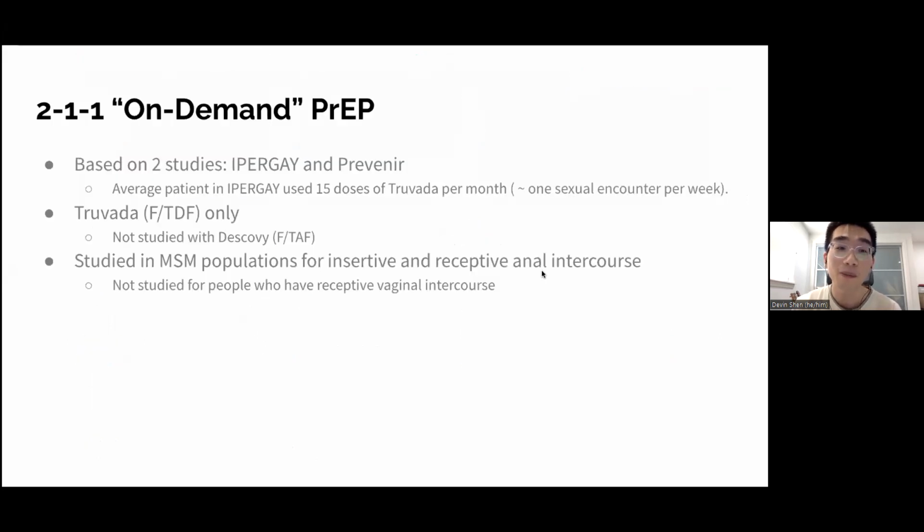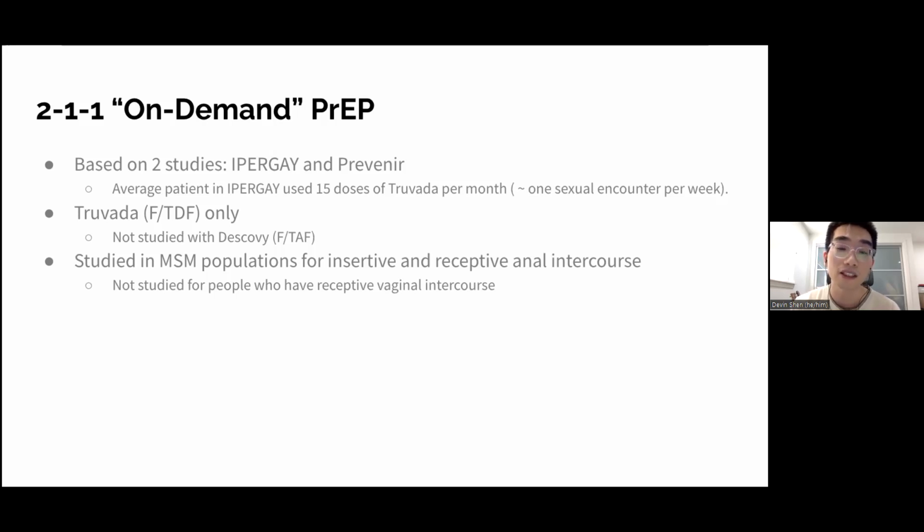Talking a little bit more about on-demand 2-1-1 PrEP, it's based on 2 studies, Iprex and Prevenir. These studies were conducted with men who have sex with men and only with Truvada. So there's no data with Descovy for 2-1-1 PrEP. So 2-1-1 PrEP can only be recommended with Truvada.